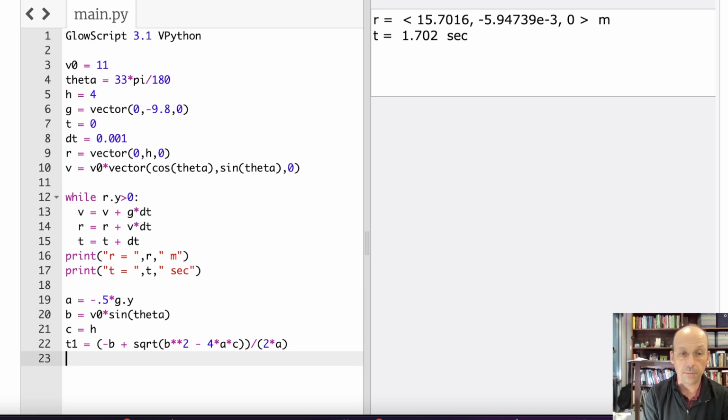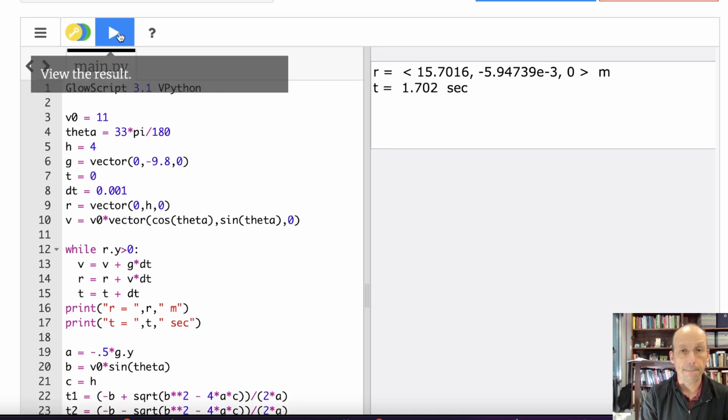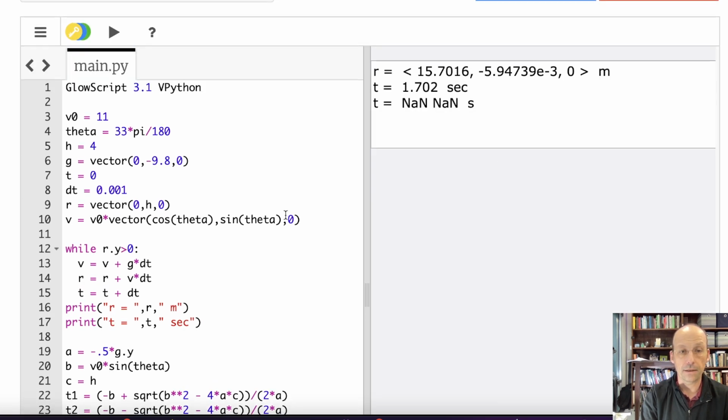And then I can do the same thing for t2. It's going to be the exact same thing. And this is why Python's a better calculator than your calculator. And all I have to do is change that to a minus. And let's print t1 and t2. Print t equals t1, t2 seconds. And something bad happened.